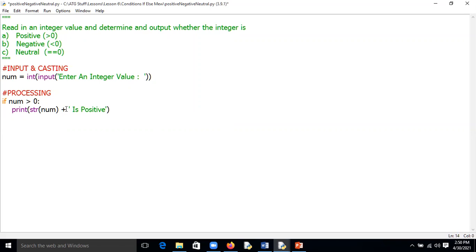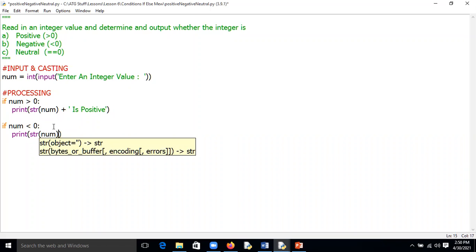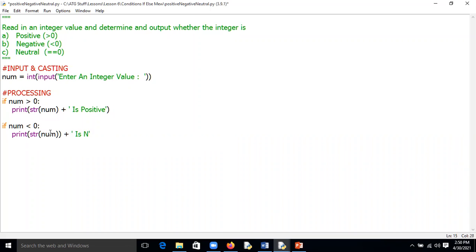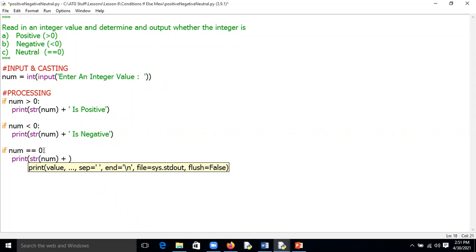Then I'm going to check the other one. If num, what's my second condition? If it is less than 0, then don't forget the colon, print str num plus is negative. And then one more, if num equals 0, then print str num plus is neutral. That means if it's equal to 0, it's neutral.